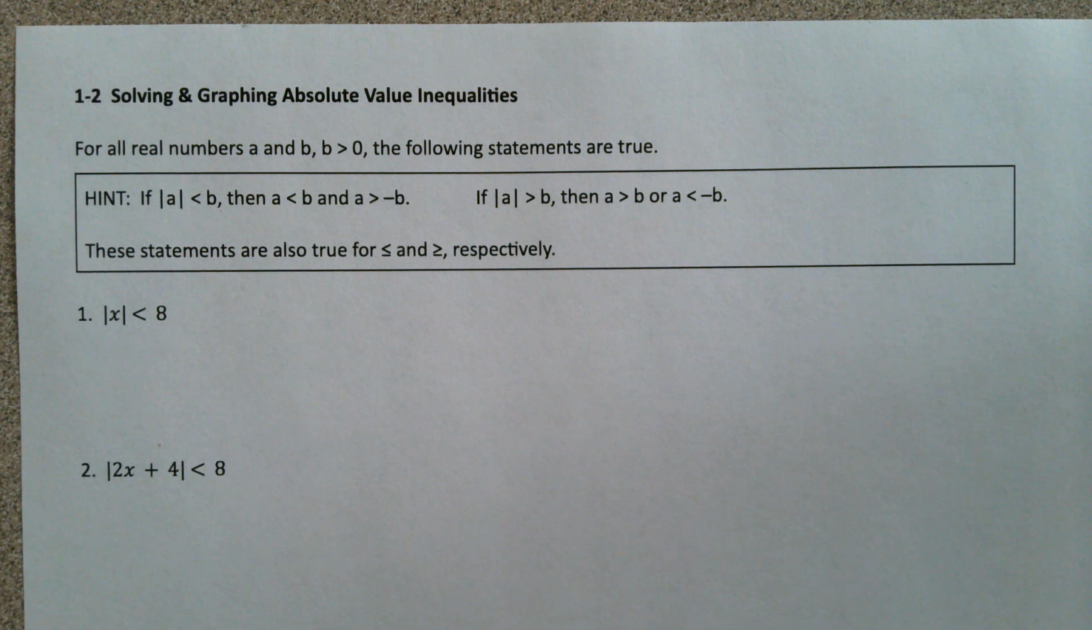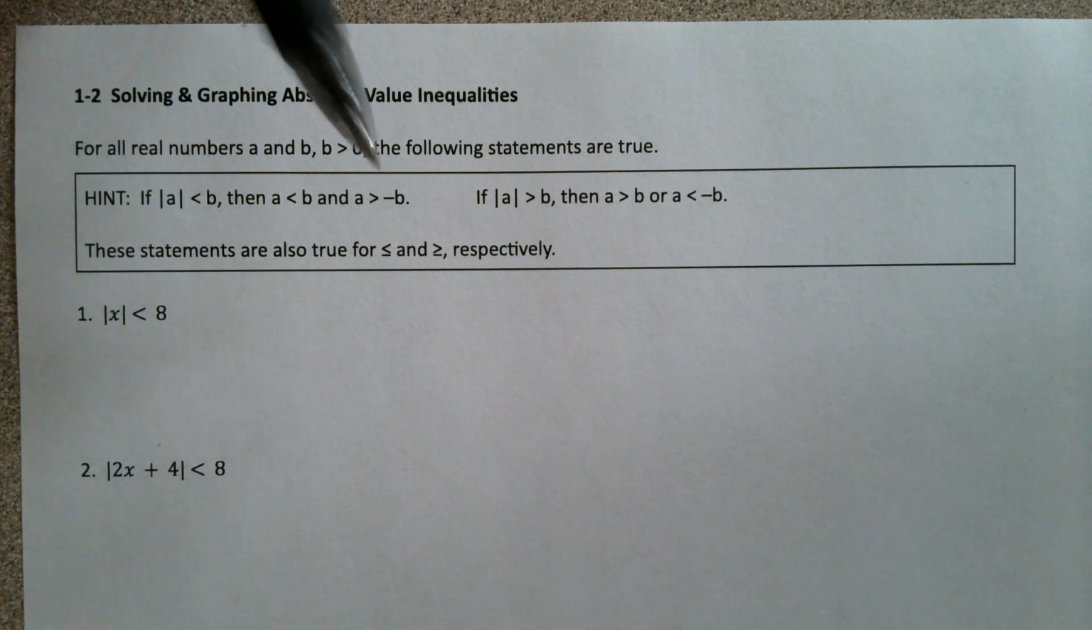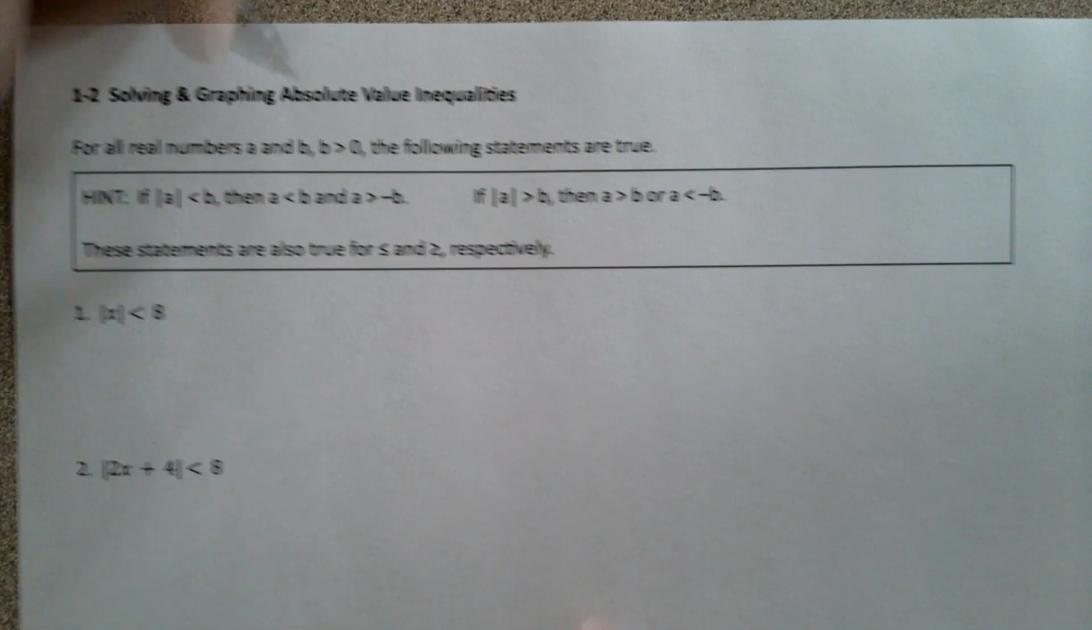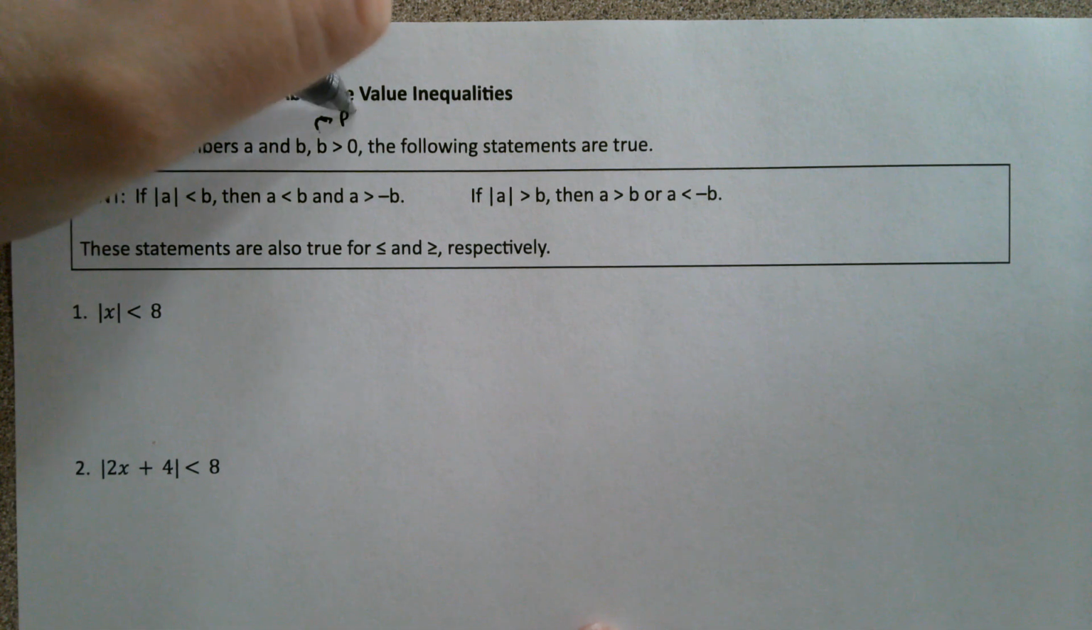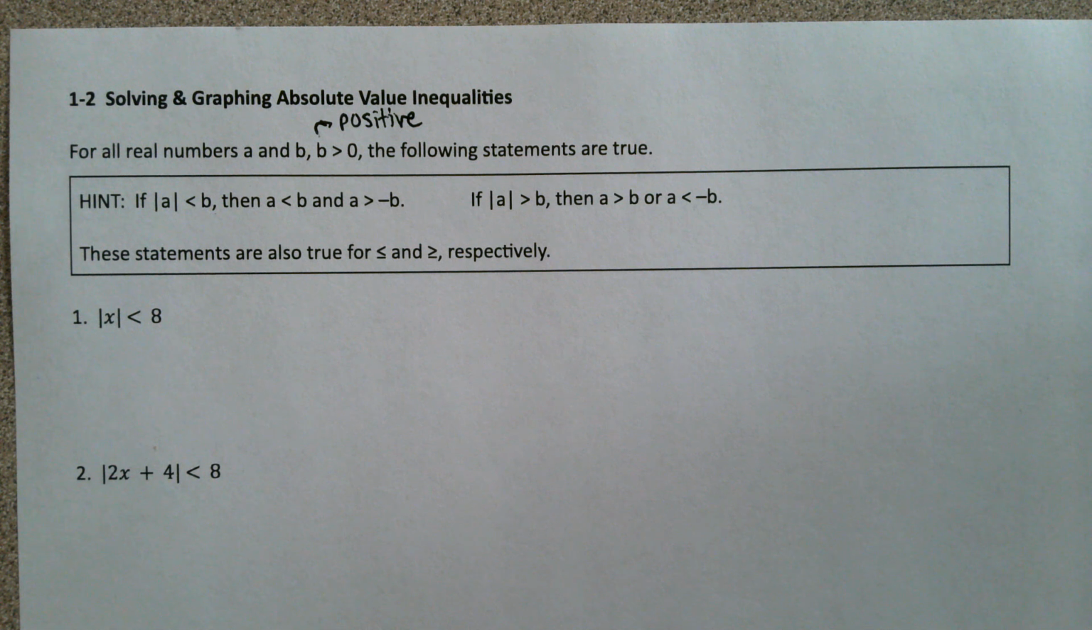Hello everyone. In today's video, I will be going over the second part of the absolute value notes. This section is 1-2 and it's over absolute value inequalities. For all real numbers a and b, b is greater than 0, meaning b must be positive. The following statements are true.